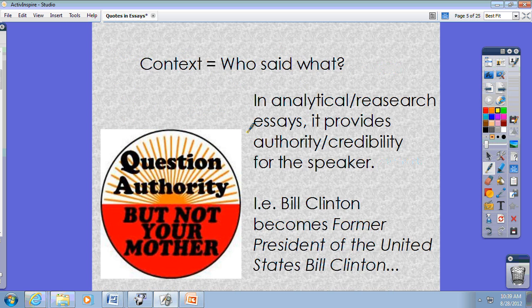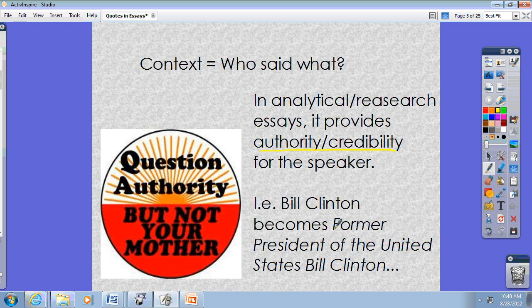What do I mean by that? Context is who said what, okay? In analytical research essays, in your quotes log, to some extent, it's going to provide authority or credibility for the speaker. If you're doing an essay on writing essays, you want an authoritative, credible speaker to get your quotes from, right?